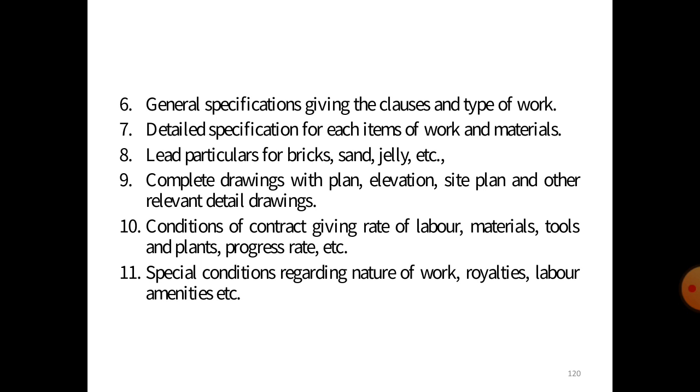And seventh is a detailed specification for each item of the work and material. Eighth is lead particulars for brick, sand, jelly, etc. And ninth is a complete drawing with a plan, elevation, section, site plan and other relevant drawings. Tenth is a condition of contract giving rate of labor, material, tools and plant, progress rate, etc. And eleventh is a special condition regarding the nature of the work, royalties, labor amenities, etc.